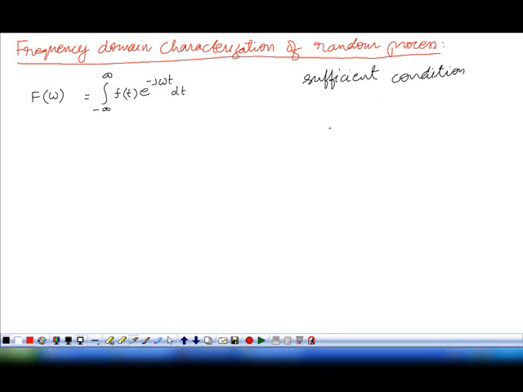What is the sufficient condition for existence of the Fourier transform? The function f of t must be absolutely integrable. And also the function must be square integrable.